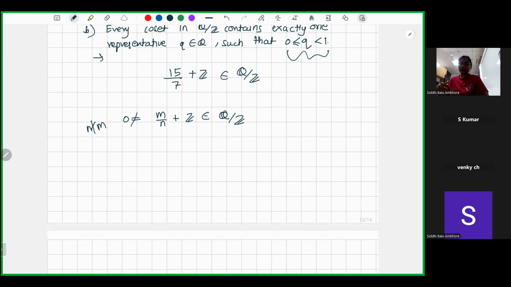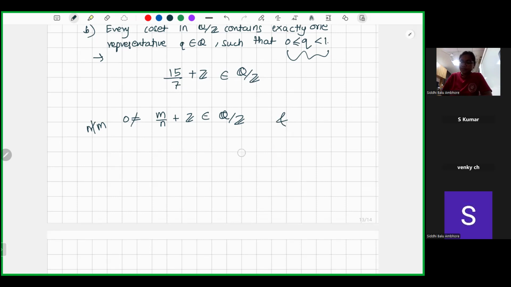Or it cannot. Yeah, m can divide n, that's not a problem. But I do not want m dividing n, because in that case this will be some integer and it will be 0. So I'm taking non-zero. The moment I have this kind of expression, note that if m is less than n, then anyway m by n is between 0 and 1, and we get this expression.